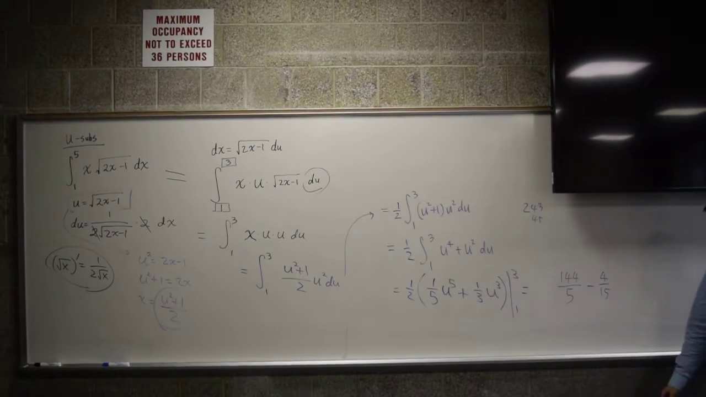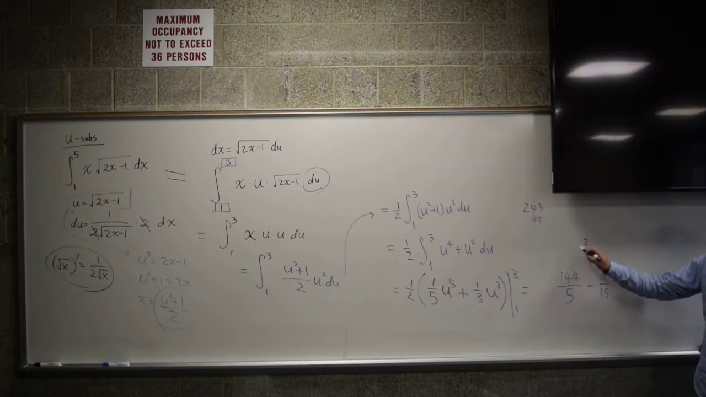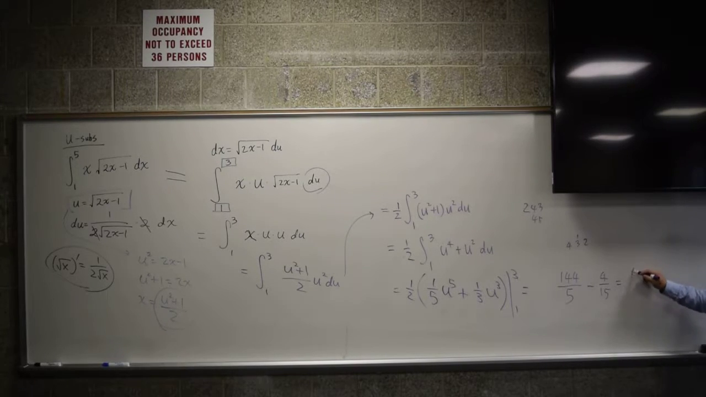This part is not that interesting, so I just plugged in. You can verify that it's true. And if I multiply by 3, what's 3 times this? 432. So 432 minus 4, 428 over 15. So that's the value of the integral.